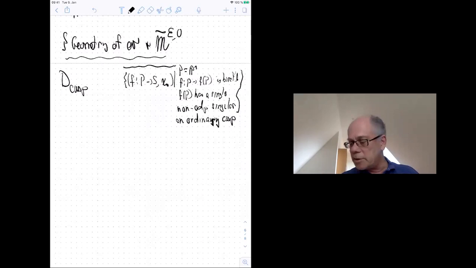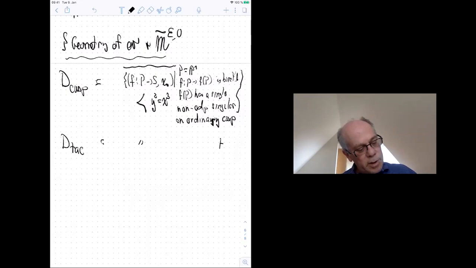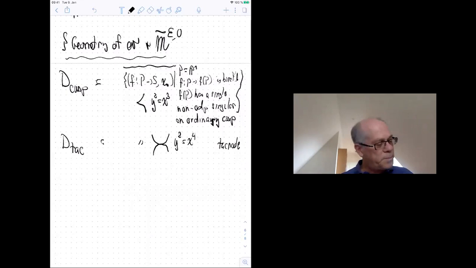So what's an ordinary cusp? It looks like this, and it has local equations in analytic coordinates y squared equals x cubed. D tacnode is the same thing, except I take an ordinary tacnode. So what's an ordinary tacnode? That looks like this, a smiley thing. So in other words, y squared equals x to the fourth, in local coordinates. And then, of course, the closure of that set, just as before.